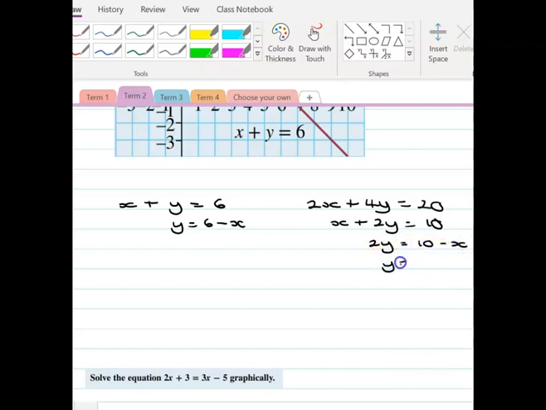Then I'm going to divide both sides by 2. It's going to be 5, take away x over 2. Both equations are now in the form y equals. So now I'm going to get the graphics calculator.